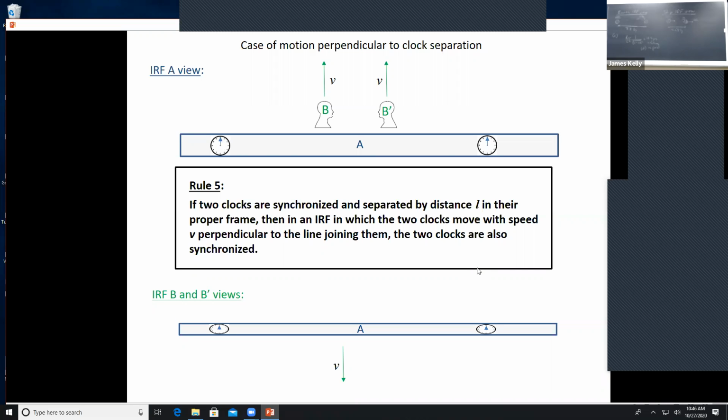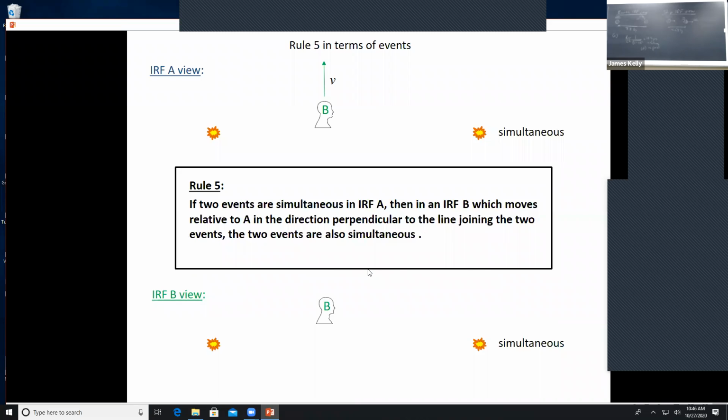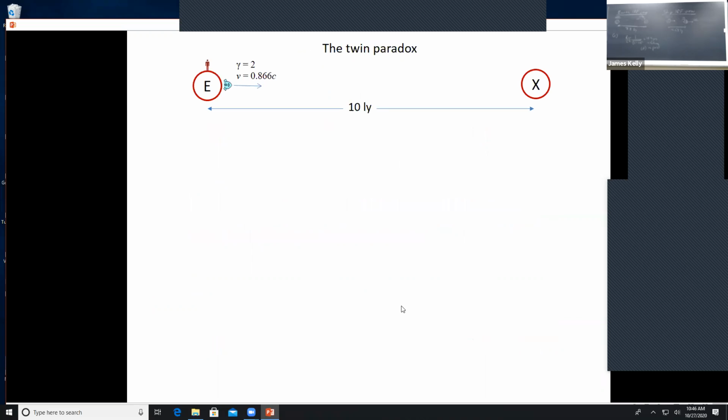Then in an IRF in which the two clocks move with speed v perpendicular to the line joining them, the two clocks are also synchronized. Okay, so simultaneous events in one frame are simultaneous in another frame if that other frame is moving in the direction perpendicular to the line connecting the two simultaneous events.